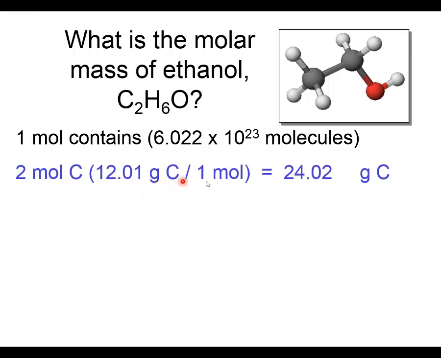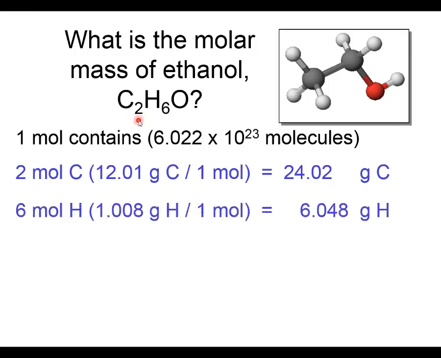So 2 times 12.01 is going to give me 24.02 grams of carbon in 1 mole of ethanol, which had 2 moles of carbon in the formula. Now, hydrogen, I have 6 moles of hydrogen in the formula, so I can take 6 moles of hydrogen times the relative atomic mass from the periodic table of 1.008 grams of hydrogen for every 1 mole.